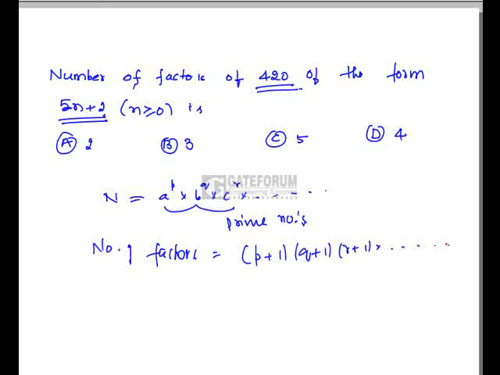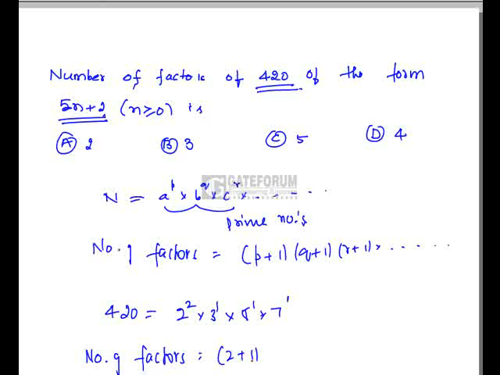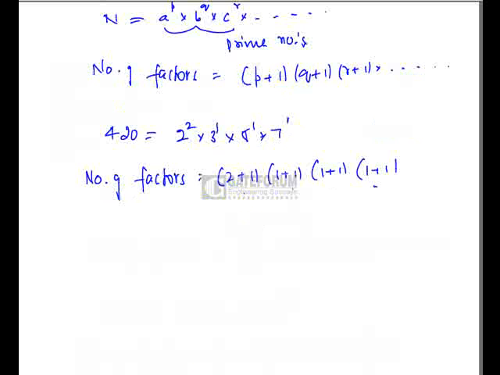Now let us use the same formula to find the number of factors of 420. So 420 can be expressed as 2 square into 3 power 1 into 5 power 1 into 7 power 1, which is 35, 140, 420. So the number of factors is (2 plus 1) into (1 plus 1) into (1 plus 1) into (1 plus 1), which is 3 into 2 into 2 into 2, that is 24. So 420 has 24 factors in total.